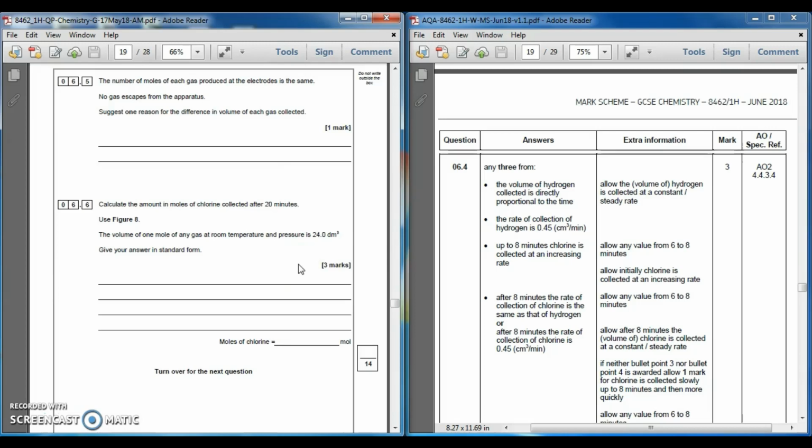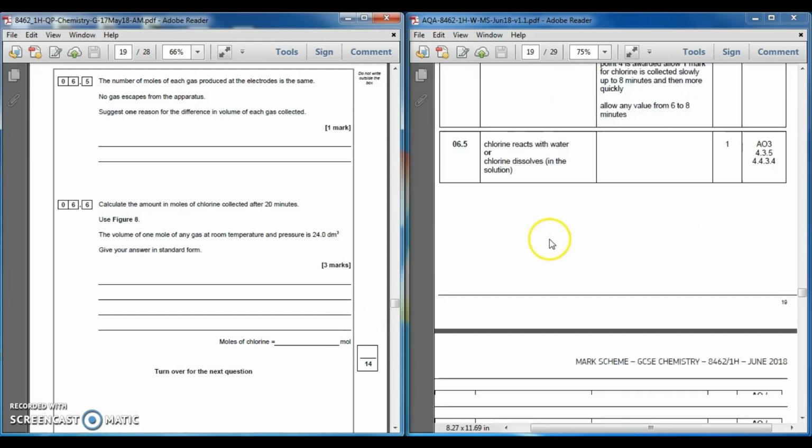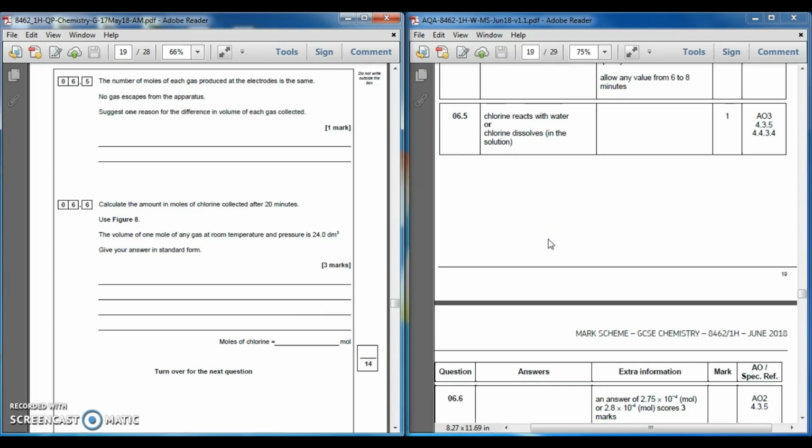It tells you in the question here, the number of moles or the amount of each gas is the same. So you can't say there's a different amount. It says non-escapes. So where is it going to? Look at the apparatus. Where could the gas go? Where do you find chlorine? Swimming pools. What's it doing in a swimming pool? Oh, it's dissolved in it. Only maybe one person possibly got this. The volume of chlorine is less because the chlorine is dissolved in the water.